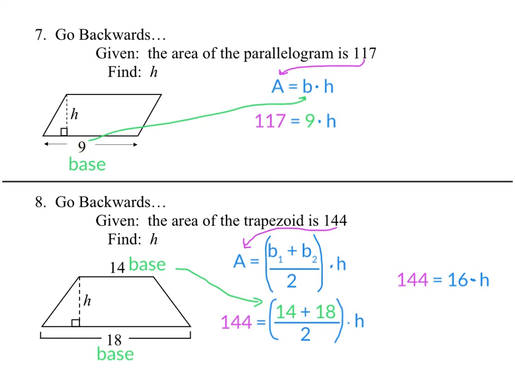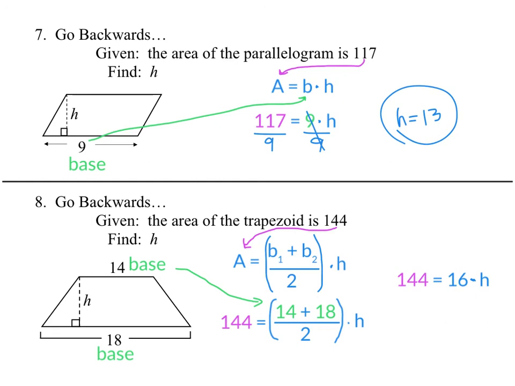So take this 9, plug it in for B right there. That's what I've done. So B is 9, area is 117, and solve for H. How do I solve for H? I divide both sides by 9. Divide by 9, divide by 9. And then 117 divided by 9 gets me 13. So my height is 13.